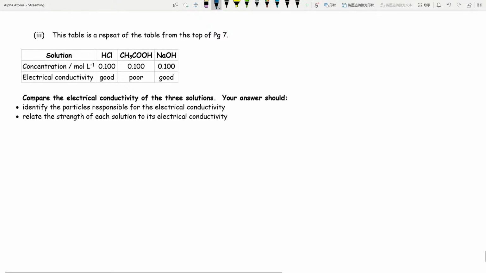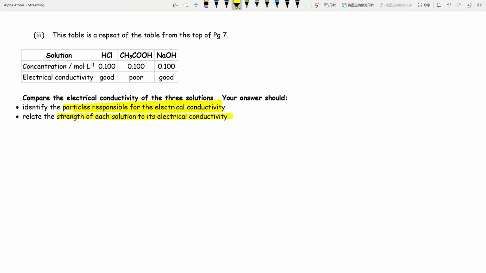All right. The table is a repeat of the table from the compare the electrical conductivity. So I kind of did that, didn't I? The particle responsible. I think we're going to finish at 11 o'clock. I just talked about it just now. So the particle responsible for the electrical conductivity, obviously the free moving ions, the more they dissolve, the more they dissociate, the more they will be able to conduct electricity.